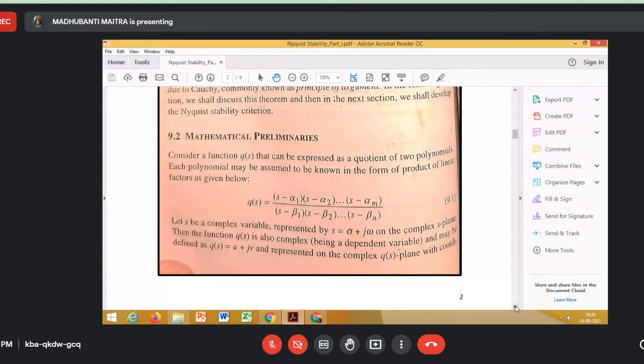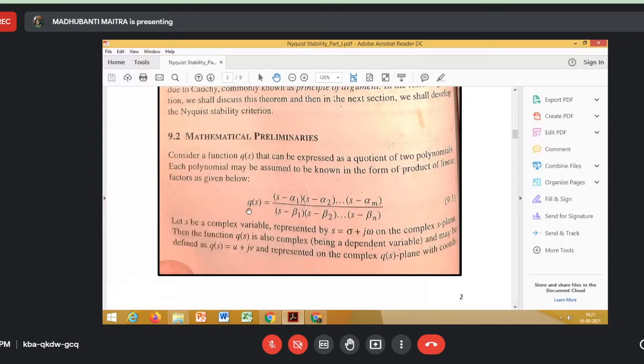So, in the next section, first we'll learn principle of argument, which is a theorem of complex variable proposed by Cauchy. Now let's consider a function Q(s), which is a function of s, where s is our complex variable given by sigma plus j omega. So s is complex and Q(s) is a function of s. In this case, this Q(s) is not the characteristic equation. It's not at all the characteristic equation of a system. Q(s) is any arbitrary function. Instead of writing it as Q(s), we could have written it as B(s) or C(s) like this. Only this is a function of the complex variable s.